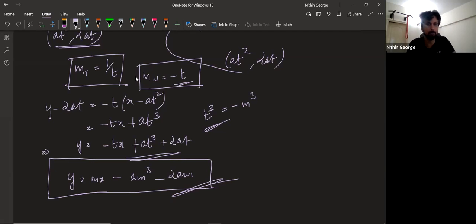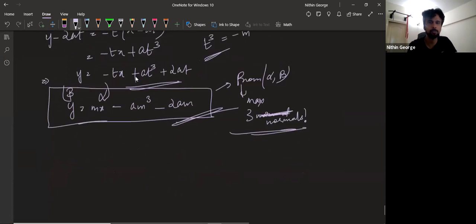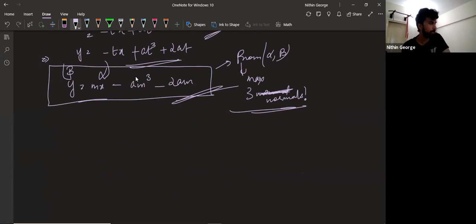So it means from a point alpha comma beta, you see a cubic in m, right? So from a point alpha comma beta, there will be a maximum of 3 normals that can be drawn. That's the idea. So there will be 3 different m's.